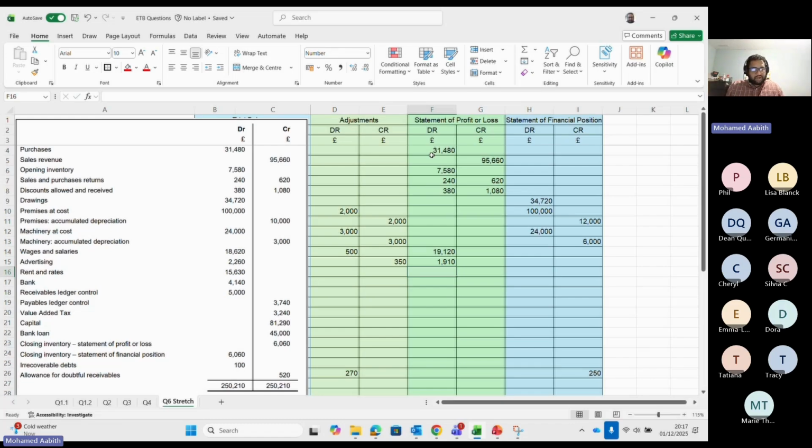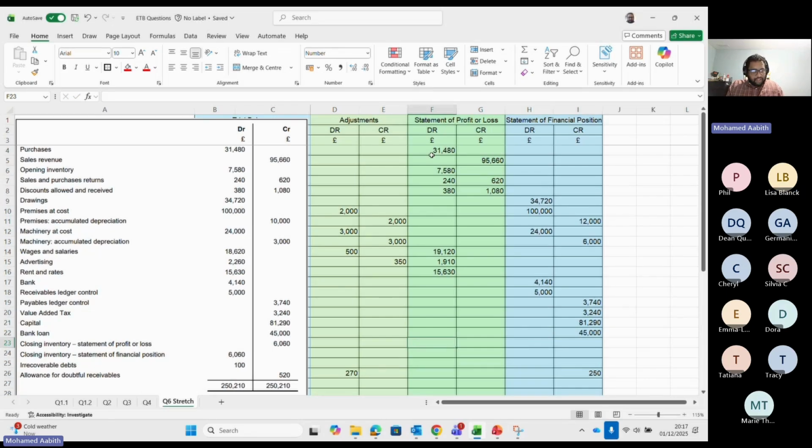So next one is rent and rates, 15,630 pounds. And then bank is an asset, 4,140. Receivable ledger control account is 5,000. Done. Payable ledger control is 3,740. And then we have value added tax is 3,240, got that one. Capital, 81,290 pounds, we got that one. Bank loan of 45,000 pounds, we done that one.